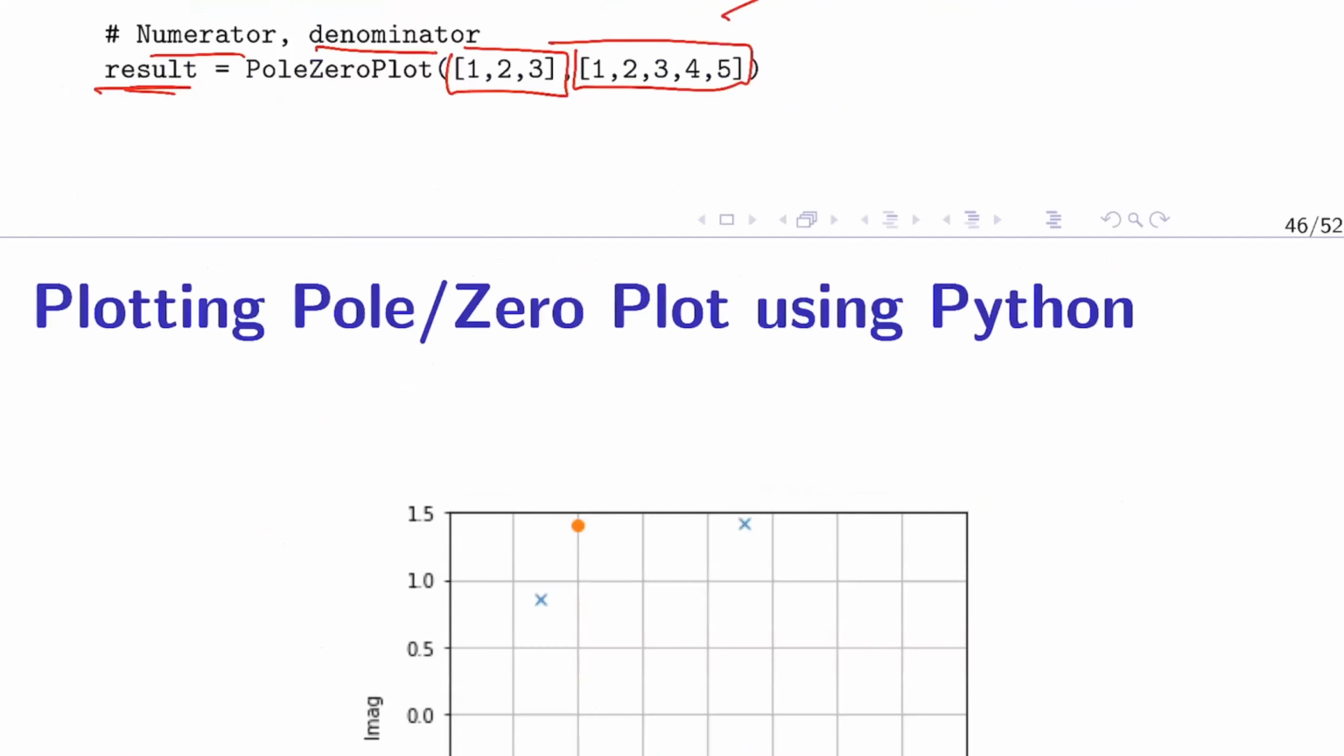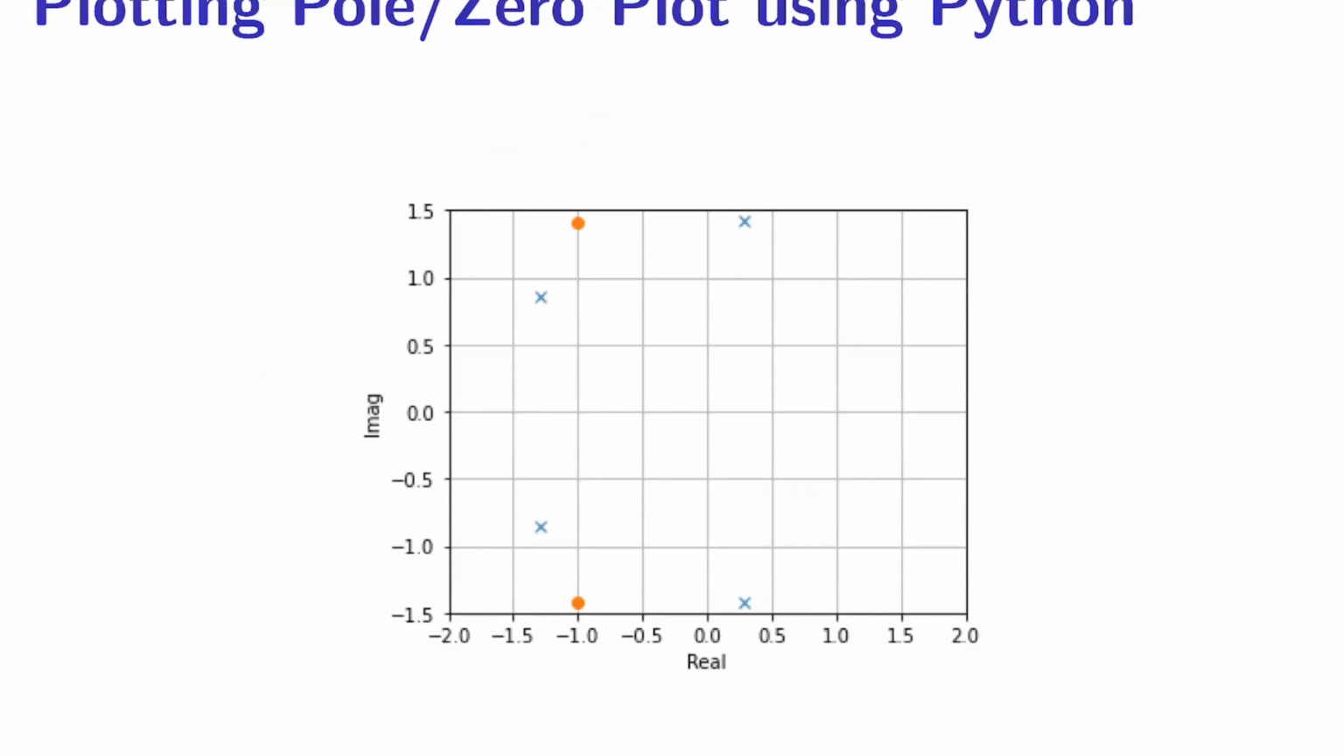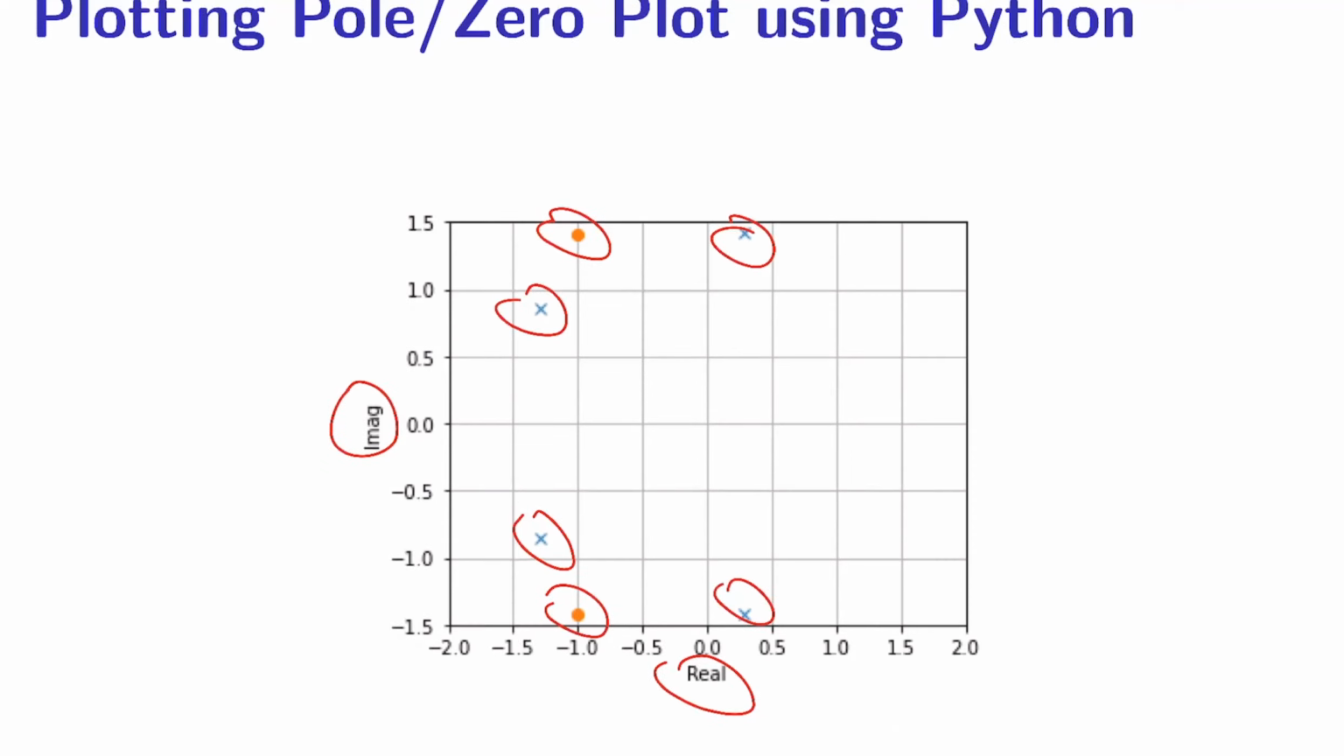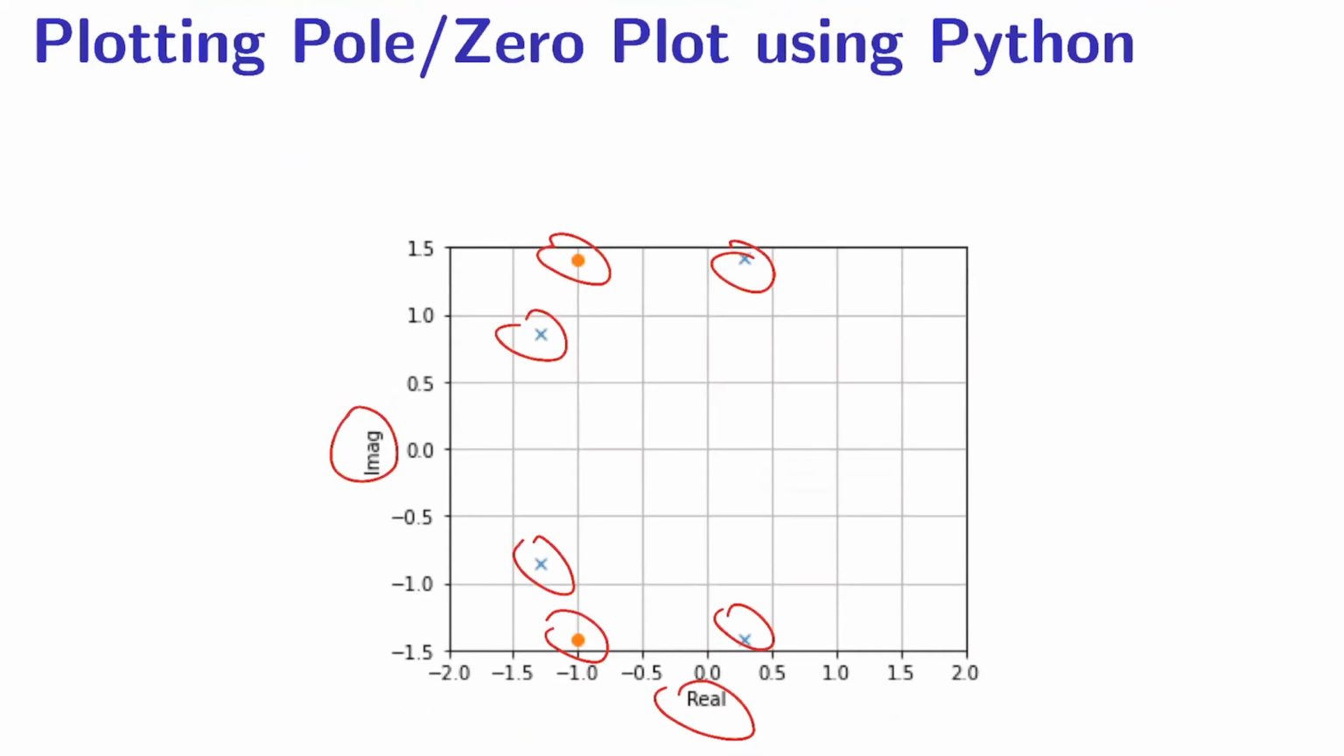So if I do that on this example here, I get this plot. Okay, so this is the imaginary axis, real axis. Here are the two zeros, and then there's 4 poles. Okay, 4 poles. All right.